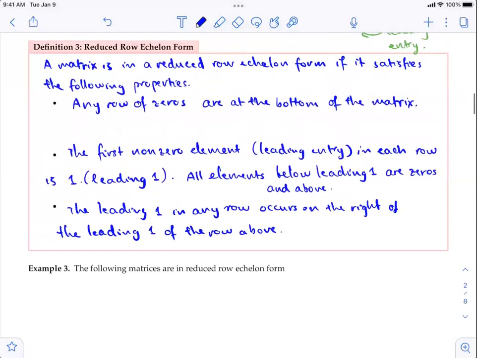Okay, so let's recap the reduced row echelon form. It's very similar to row echelon form, especially the first property, that any row of 0s is at the bottom of the matrix. But the second property requires more specific details for the leading entry. That is, you need to turn the leading entry of any number into a 1, which we call a leading 1. And all the elements below or above the leading 1 have to be equal to 0. And the leading 1 in any row occurs on the right of the leading 1 of the row above it. Okay, so let's see the following example.